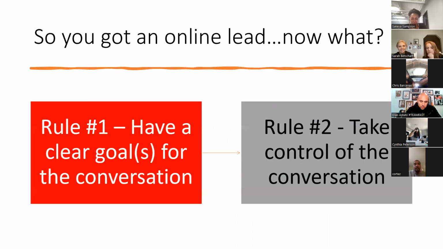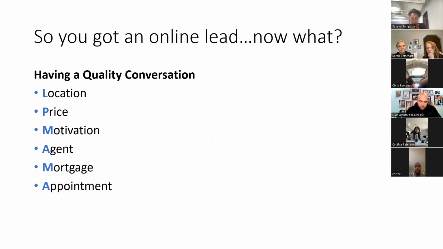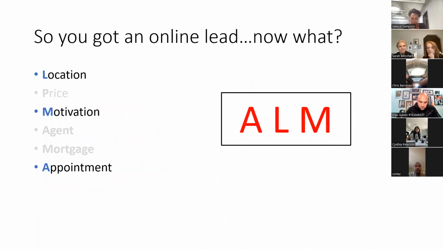Okay, so we're right about at time here. I'm going to skip through some of the call tactics here, except to say this is hitting on the same point. You got an online lead. Now what? What should you be saying to them? The three letters that top converting agents use to think about how to talk to an online lead is ALM, or appointment, location, motivation.